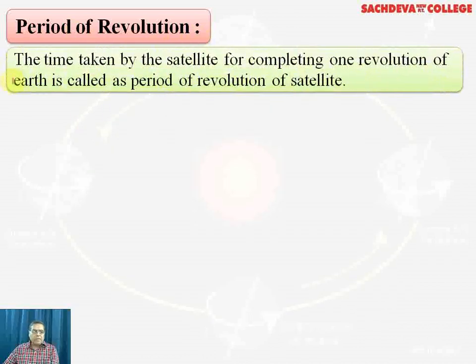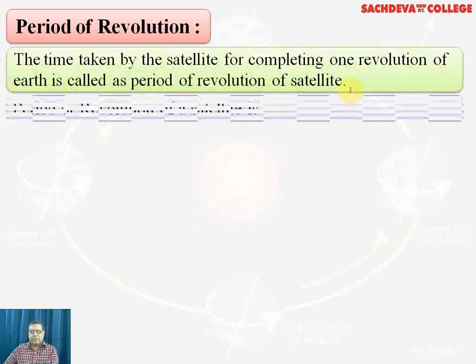Now we come towards the period of revolution, and when we analyze the period of revolution, we will come to know that the satellite also obeys Kepler's third law. That is, the satellite is moving in an elliptical orbit or a circular orbit around another body. So the time taken by a satellite for completing one revolution of Earth is called the period of revolution of the satellite.